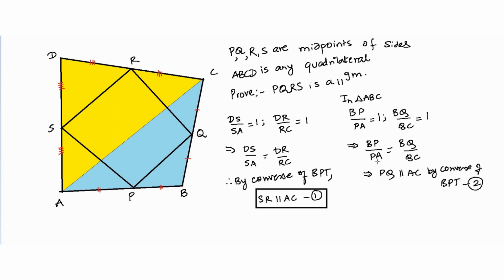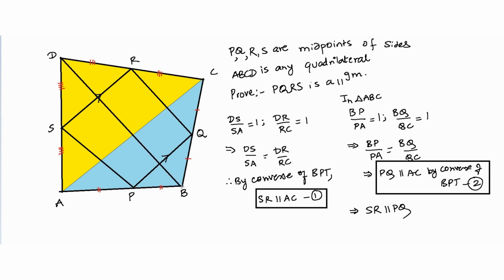Now if you notice, you have PQ parallel to AC and AC parallel to SR. So this implies that SR is parallel to PQ. This is the first result that I have obtained: that these opposite sides of PQRS are parallel to each other, right? Now similarly, let me do one more thing. Let me again join the other diagonal. The other diagonal is BD.